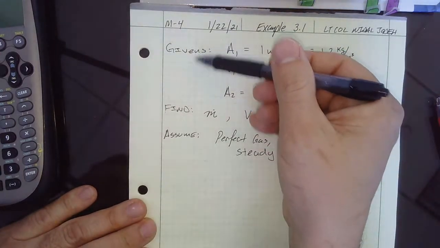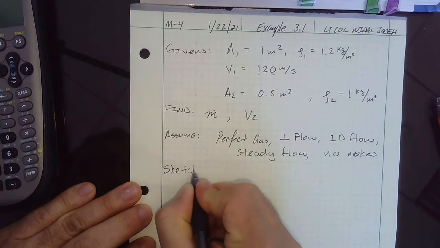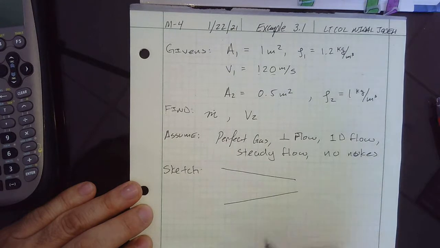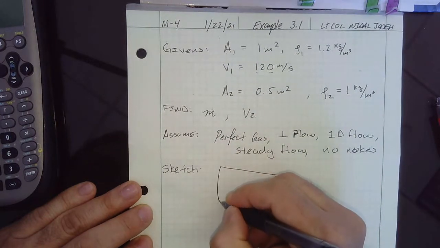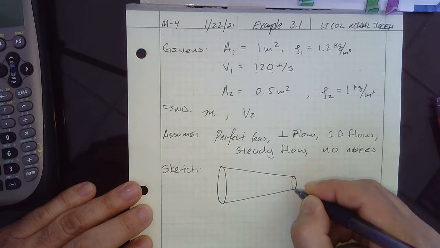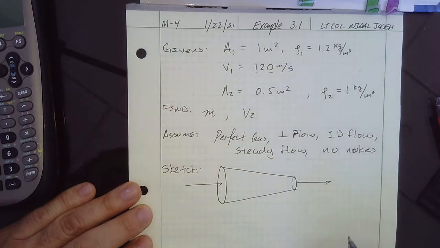So what is the next step? Given, find, assume, sketch. This lends itself for an excellent sketch. And here's my stream tube or my tube that is changing in area. I have flowing air in and I have flowing air out.